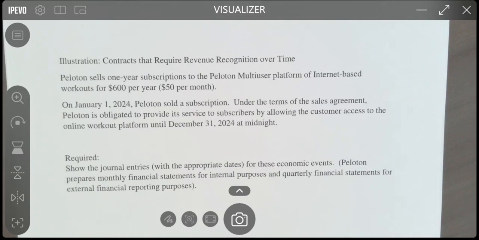The requirement of the case is to show the journal entries with the appropriate dates for these economic events. Peloton prepares monthly financial statements for internal purposes and quarterly financial statements for external financial reporting purposes. The reason I added that clause is to say that Peloton is earning this money by the minute, by the second, certainly by the day. So the company could get as granular as it wanted in when it recognizes revenue. But the absolute minimum is monthly, because that's when they're preparing financial statements that need to be accurate and reflect the economics of the business.